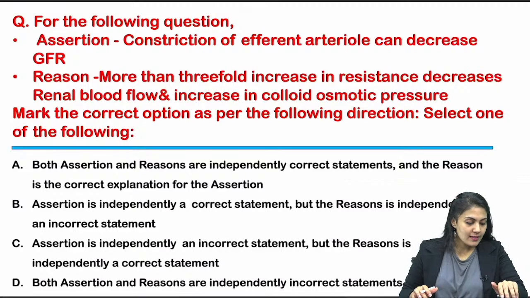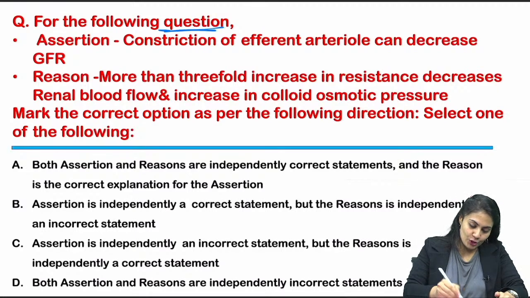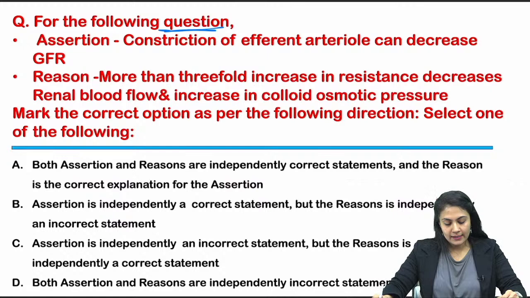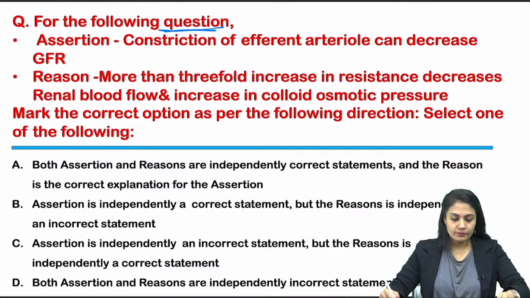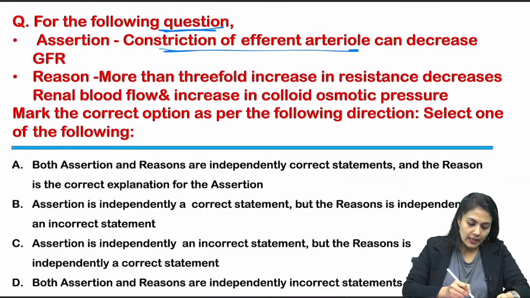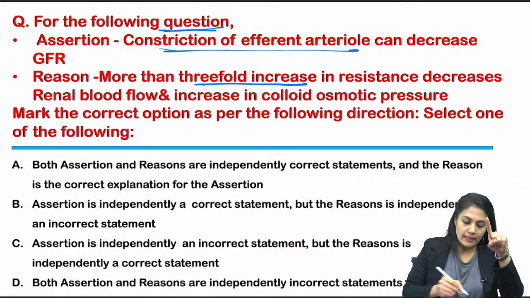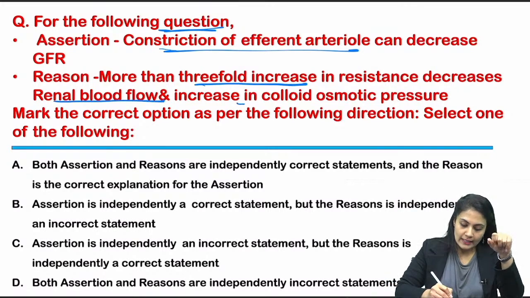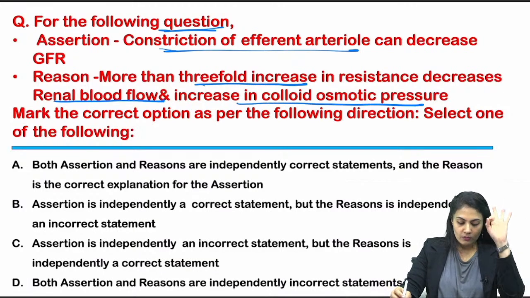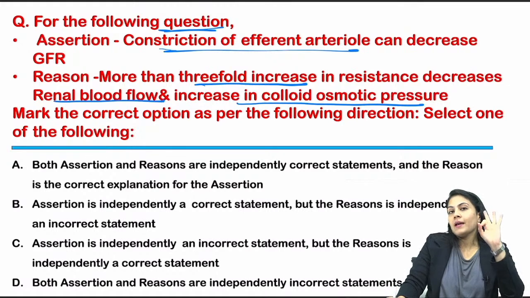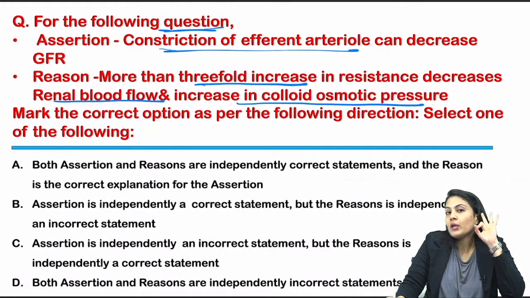Okay, we are coming towards the end. For the following question, assertion and reason is given. The assertion is constriction of efferent arteriole can decrease the GFR, and the reason is more than threefold increase in the resistance decreases the renal blood flow, increase in the colloid osmotic pressure. Select one. Which one of the following is true? This came in the INI CET 2021.